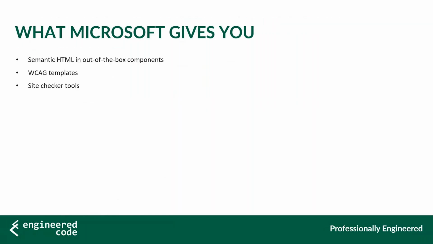So what does Microsoft give you? Microsoft's Power Pages product team has made great strides in accessibility. We have semantic HTML, form labels, and built-in ARIA support. So when you're using the Design Studio, the components like your headers, buttons, and forms are generated with the appropriate roles and tags. And it's using the WCAG 2.1 guidance in newer templates.